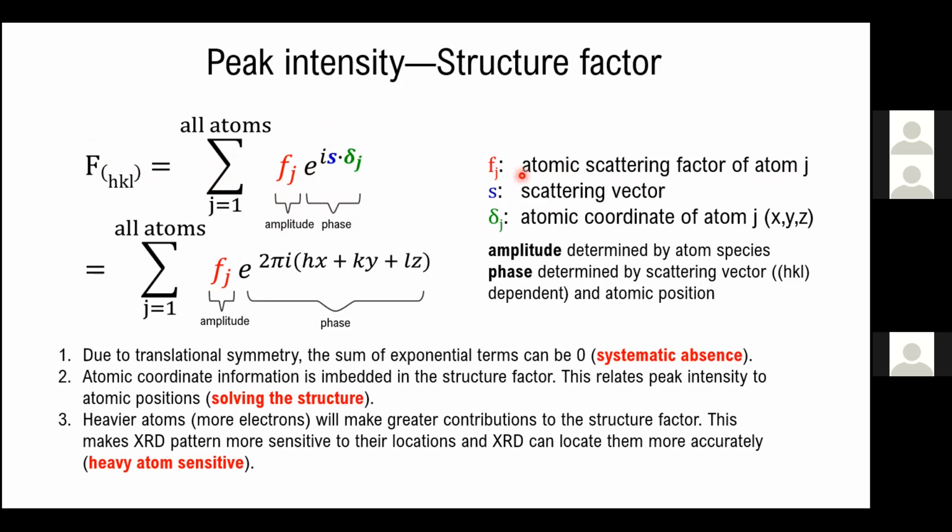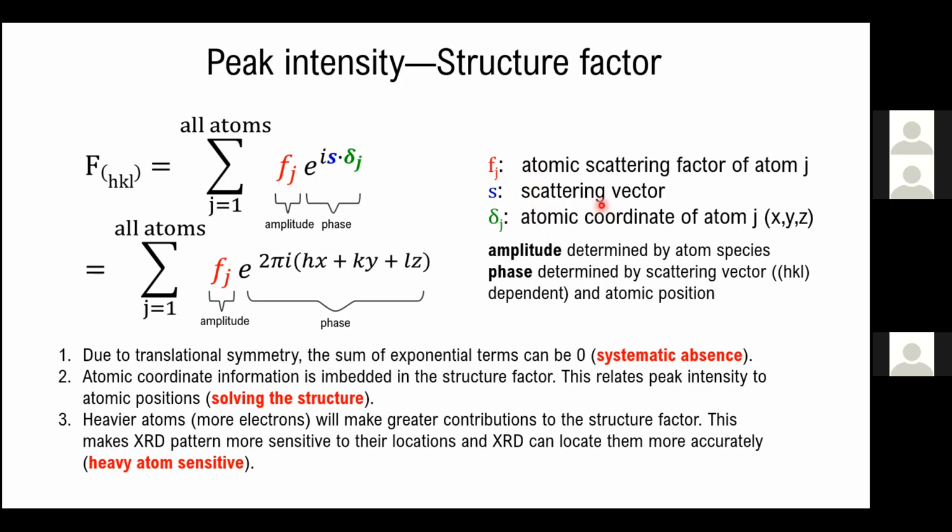But we also need to keep in mind this Fj itself is not a pure number. It's actually a function, and this function depends on Q. So that's why at different two-theta, the contribution from the same atom can be different. We'll talk about this later. But you need to keep in mind, this Fj is not a number. It's actually dependent on the Q, or on the scattering vector, or on S.